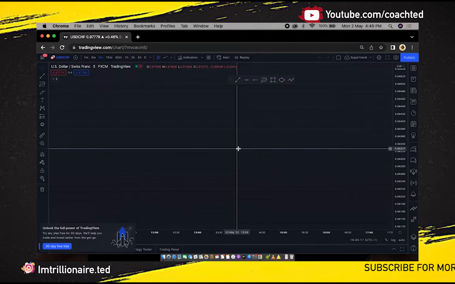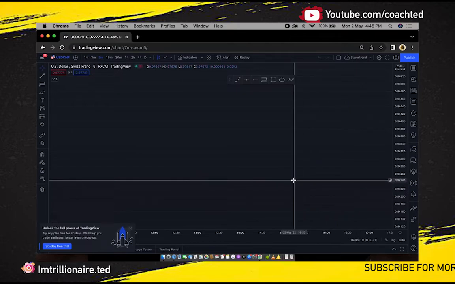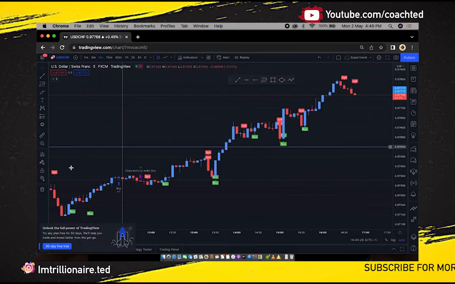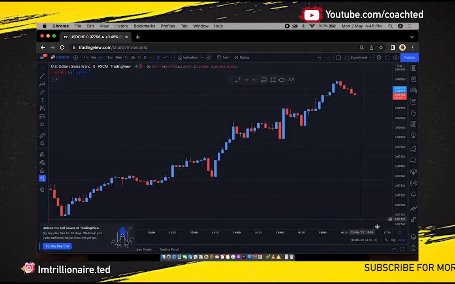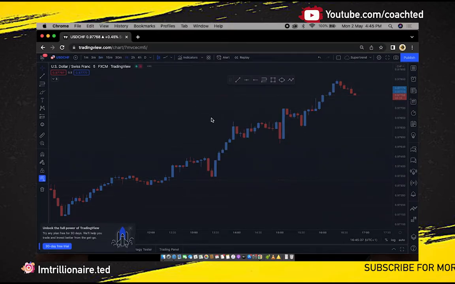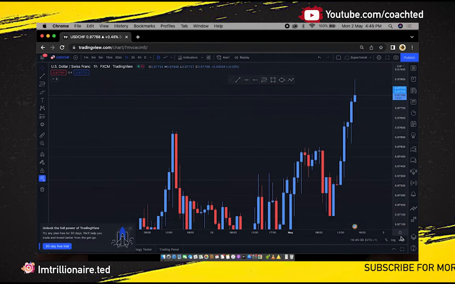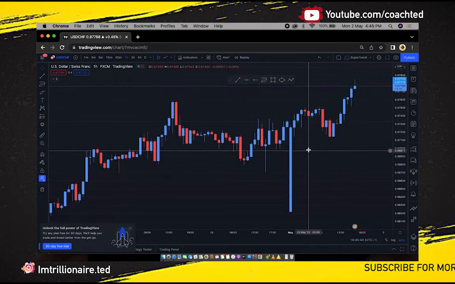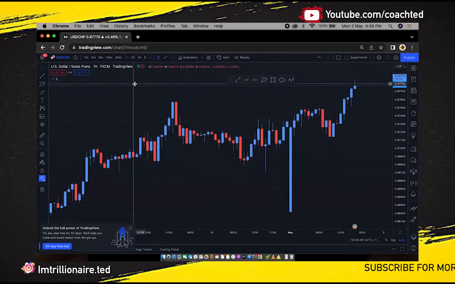Okay, now follow me. I'm going to be doing this on my TradingView desktop platform, so just follow me as I go on with it. First of all, if you want to draw your market structure lines, you want to make sure you are zoomed really out of the chart.